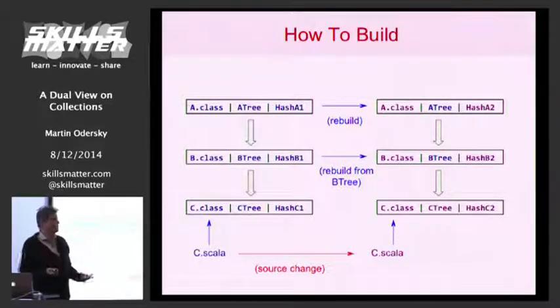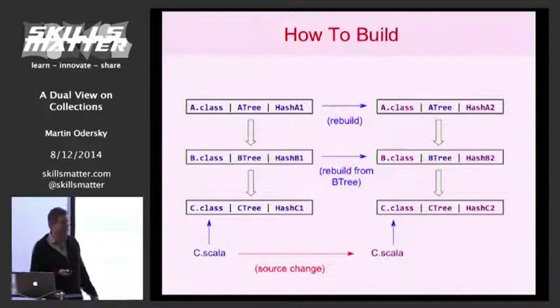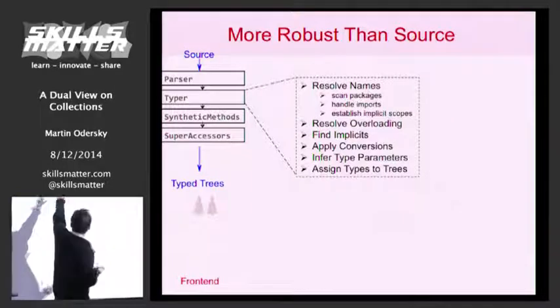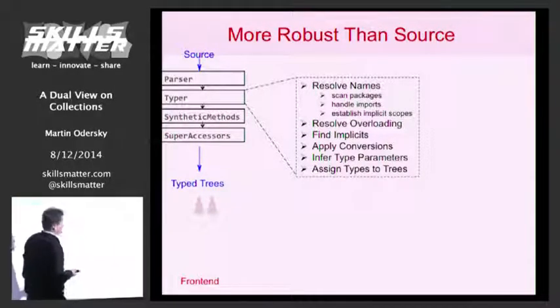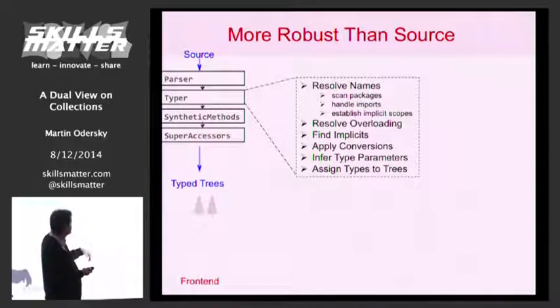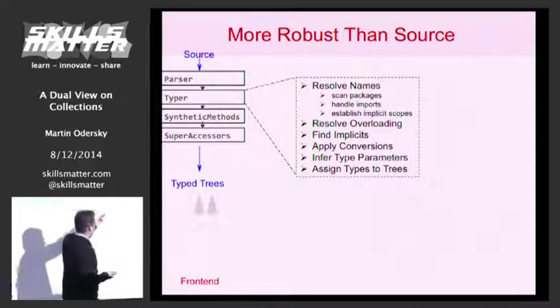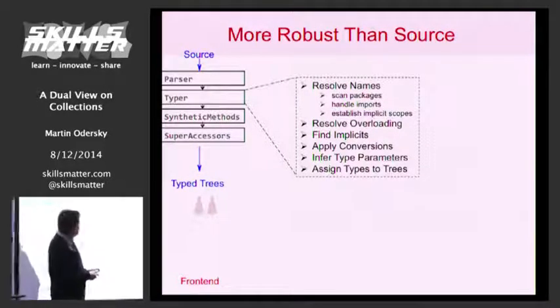So why is this better than source? This looks very much like our incremental mode in sbt now, so that the incremental mode does very much the same thing. But of course, the incremental mode in sbt works from source. Why is this more robust than source? Well, if you look at the front end, then there's this phase typer, which actually does a lot of different things. So it resolves names. That means it has to scan packages, handle imports, establish implicit scopes, overloading resolution, so find the right version of an overloaded method, implicit search, apply conversions, such as eta conversion and the others, infer type parameters, assign types to trees. That's a lot of work.